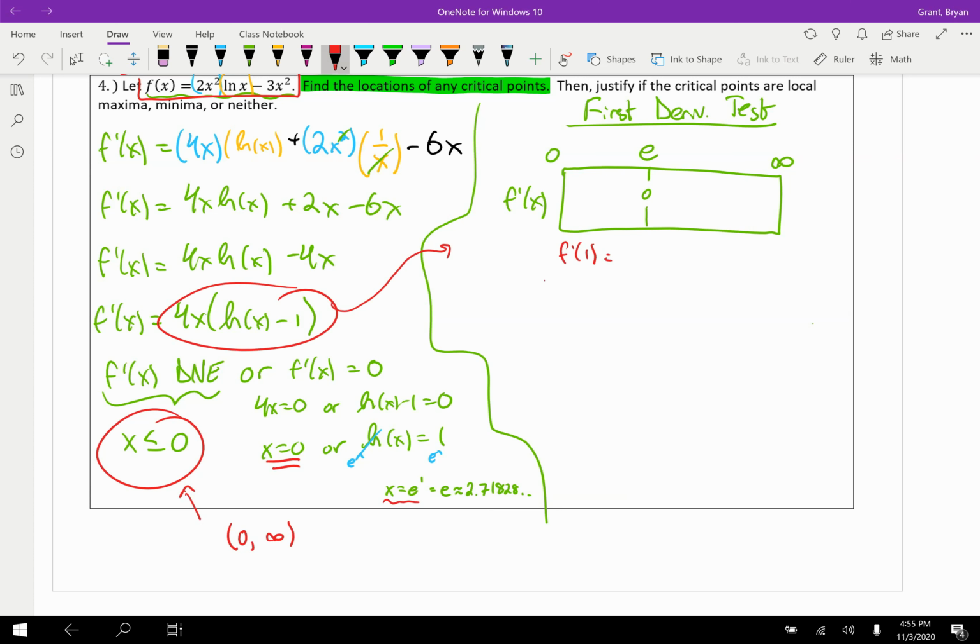So f prime of 1 becomes 4 times 1 times the natural log of 1 minus 1. So this becomes 4 times 0 minus 1. I'm thinking this is going to be negative here, isn't it? 4 times negative 1, we get a negative value. All right, well, let's try something on the right side. Whenever we're using natural log, there's only two types of numbers I like to plug in, 1 or e to some power.